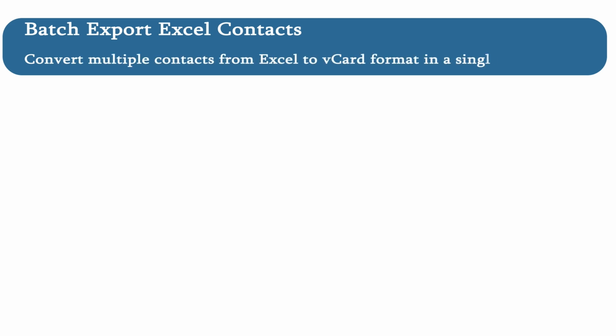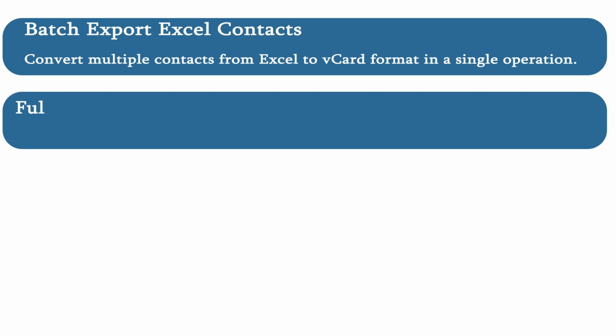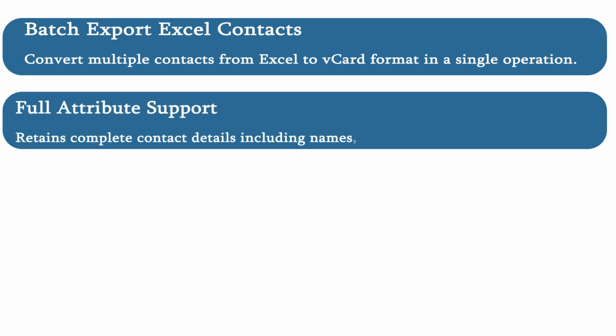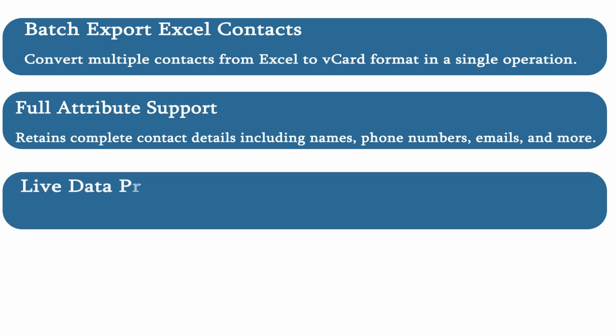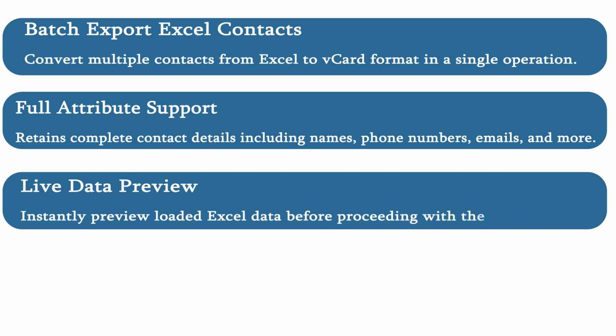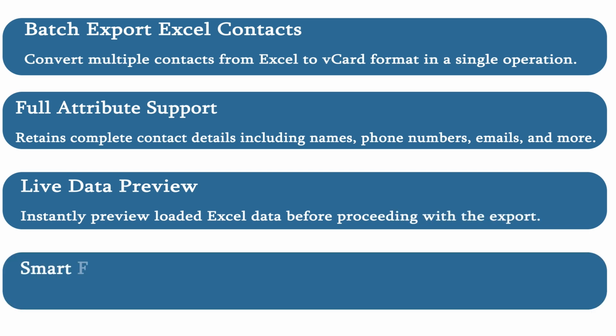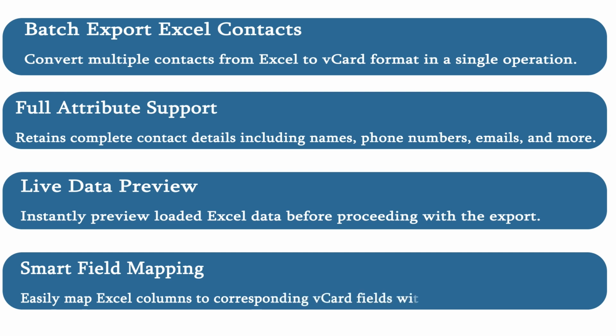Batch export Excel contacts. Convert multiple contacts from Excel to vCard format in a single operation. Full attribute support. Retains complete contact details including names, phone numbers, emails, and more. Live data preview. Instantly preview loaded Excel data before proceeding with the export. Smart field mapping. Easily map Excel columns to corresponding vCard fields with a user-friendly interface.